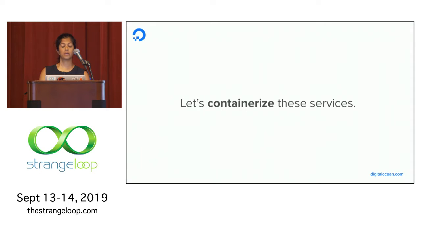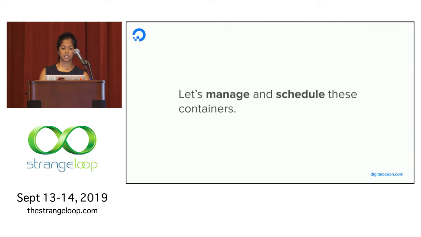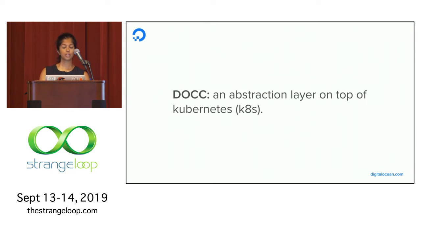Once we actually broke down the monoliths into a bunch of microservices, we started to containerize them using Docker. Once we had a ton of containers, we realized that we should, in fact, use something like Kubernetes to manage and schedule these containers, but then also get a lot of the awesome features that Kubernetes has available. But Kubernetes alone can be a little bit complicated to use, so we decided to build an internal abstraction layer on top of it, known as DOCC, or the DigitalOcean Command Center, which is very obvious naming there.